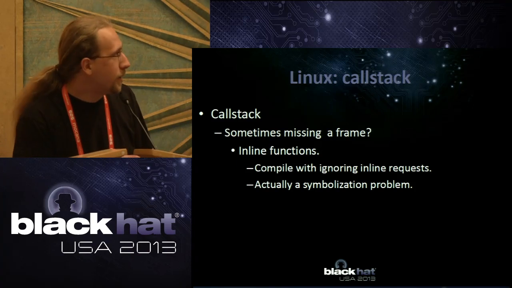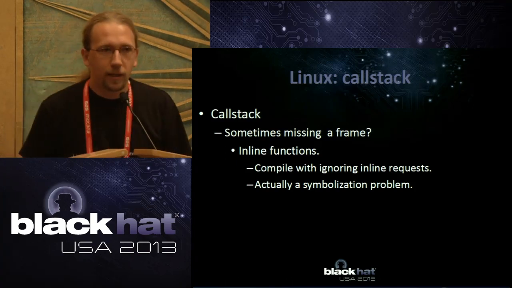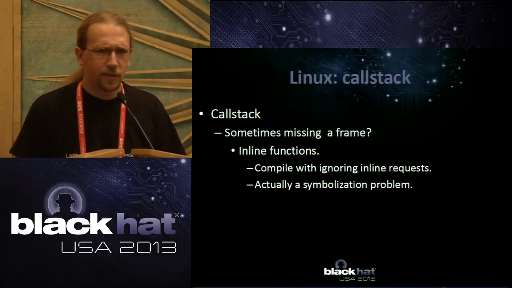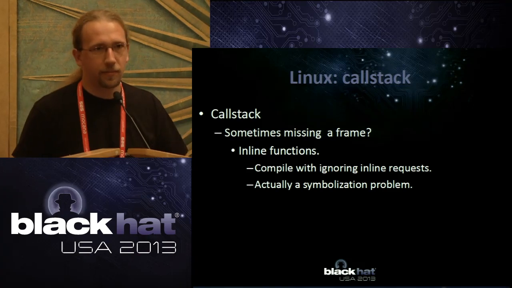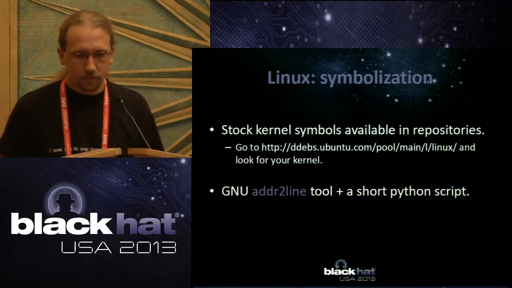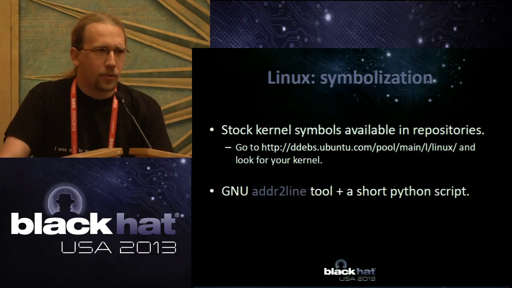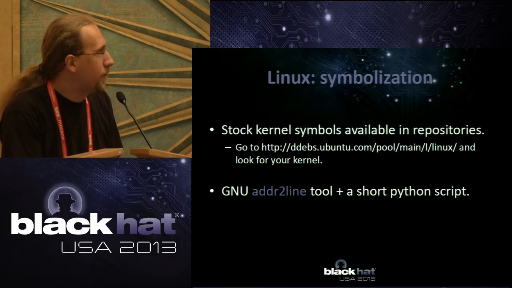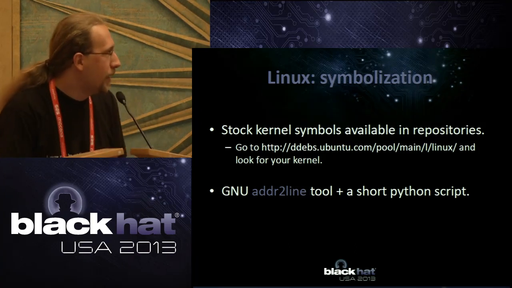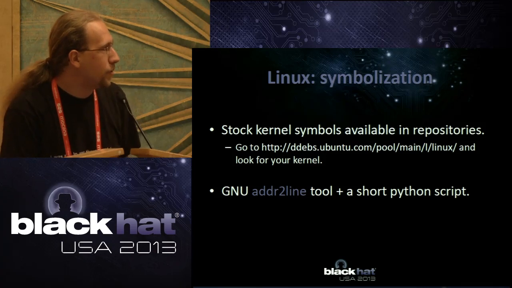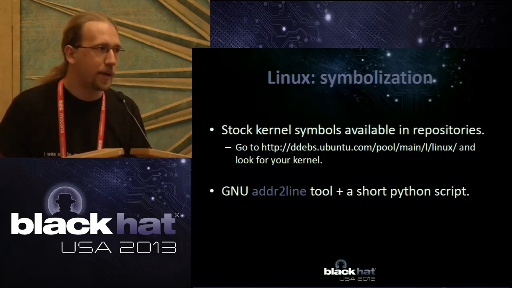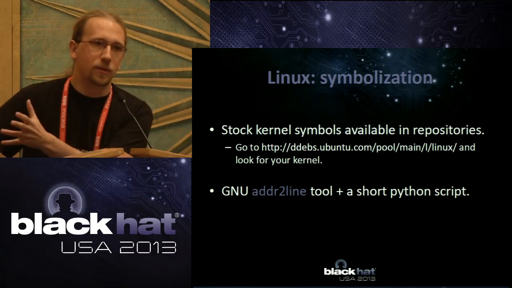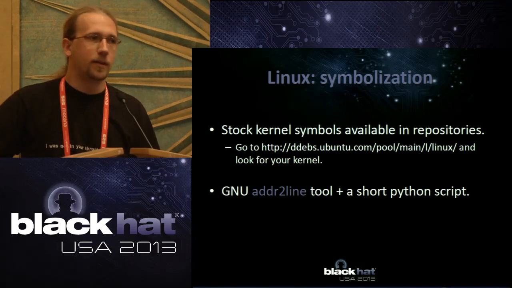Another problem were inline functions. When you compile with inline, the symbolization gets really messed up. This is easily solvable if you recompile the kernel by disabling inline altogether. So speaking of symbolization, symbolization on Linux is trivial as well. In the case of Ubuntu, you just download the symbols for your stock kernel, which we did in our case, and there is the GNU binutils addr2line tool, which we wrote a simple Python script to run, and from addresses you get it translated to file name, line in that file, and the function name.